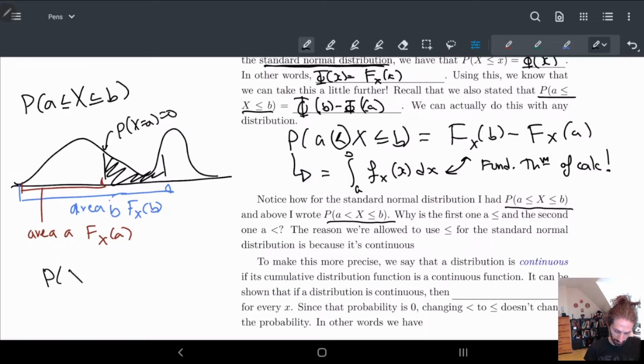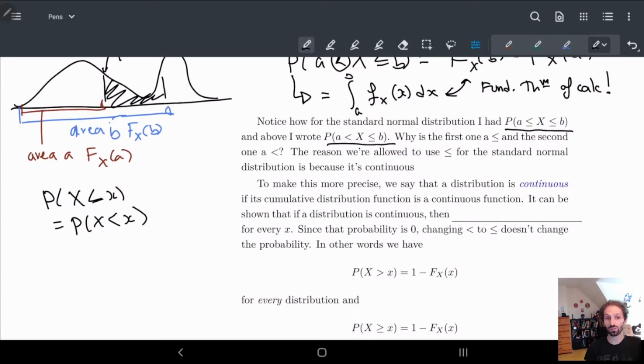So the probability that X is less than or equal to x is equal to the probability that X is strictly less than x, because we can just add nothingness to it. And this is basically how continuous distributions are defined. A distribution is continuous if its cumulative distribution function is a continuous function. And what can be shown is that if a distribution is continuous, then we have the property that the probability of X equal to x is 0, always.